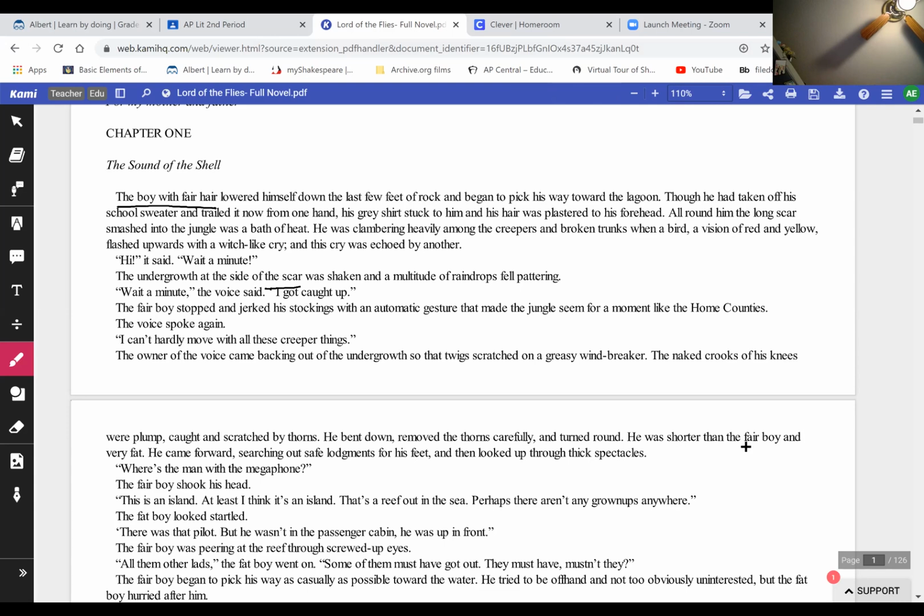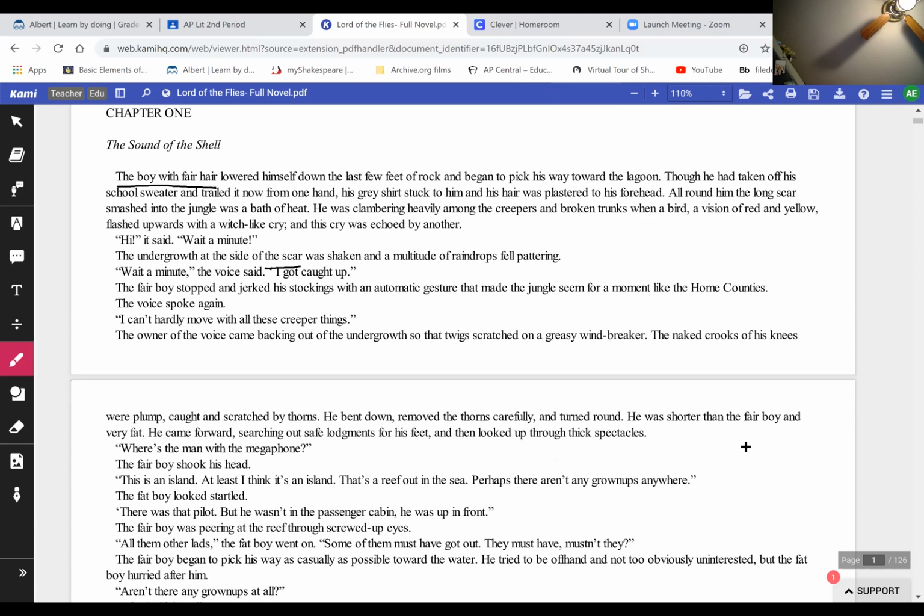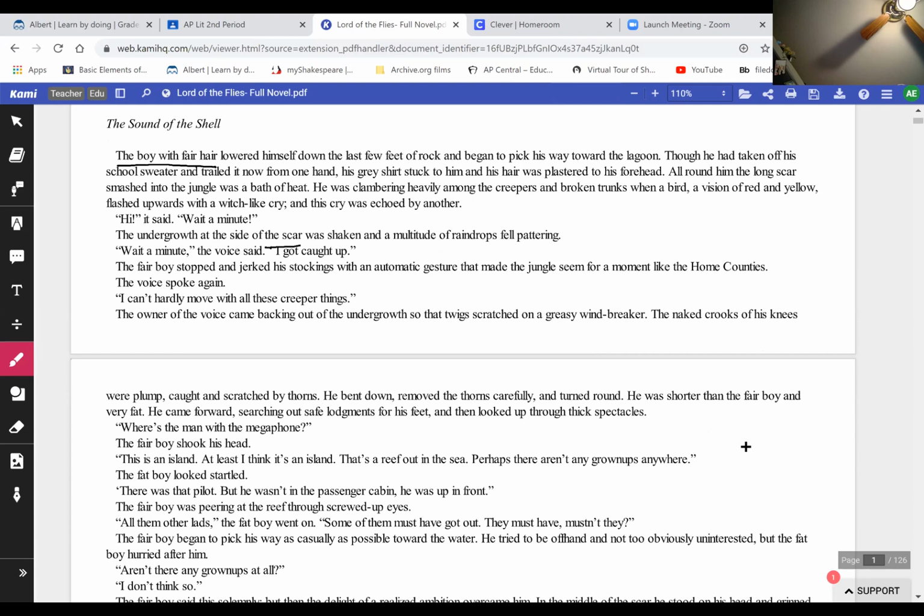So we get to Piggy, which is obviously a very awful name to give the young boy. And just as we got with the boy with the fair hair, we get descriptions of Piggy that turn us away from him. He was shorter than the fair one. You can see the contrast with Ralph. Very fat.